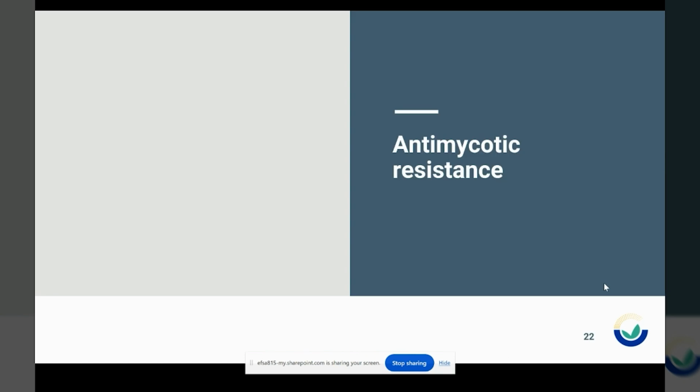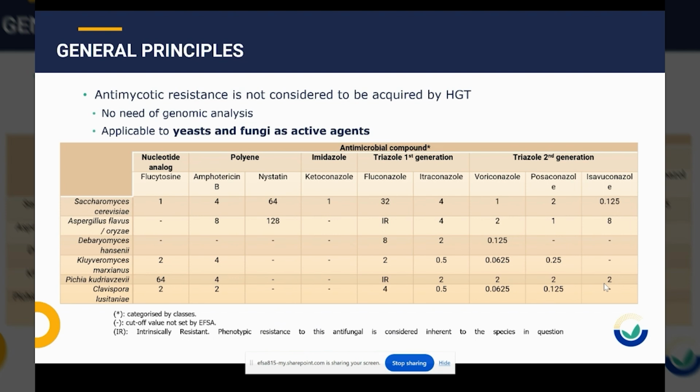With respect to antimycotic resistance, this is a novelty of this guidance. The general principle is that antimycotic resistance is not considered to be transmissible by horizontal gene transfer, and therefore there is no need for genomic analysis. For these reasons, it is applicable only to active agents of fungal origin, yeast and fungi, but not to production strains. The way to test antimycotic resistance is the same as for antibacterial resistance.